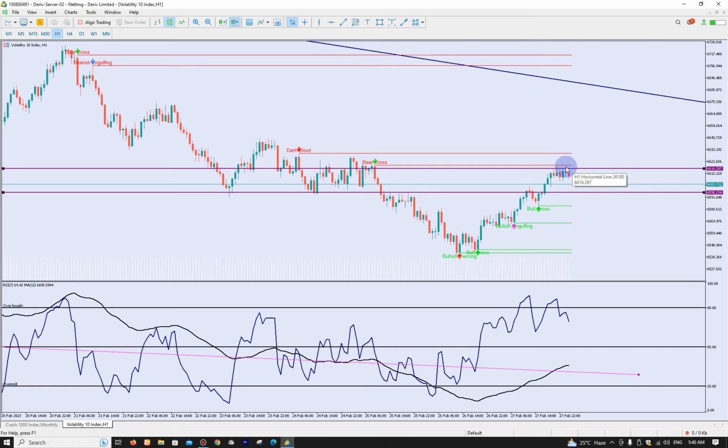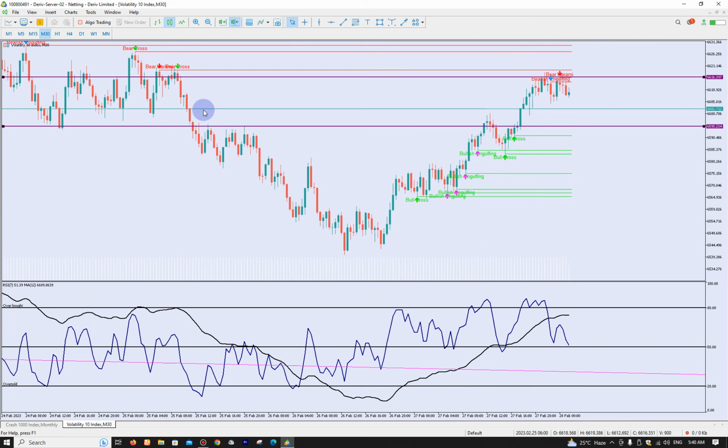But for us to get a clear confirmation, you can still push down a little to the lower time frame, say the 30 minutes or the 15 minutes. We can look at it from this area.